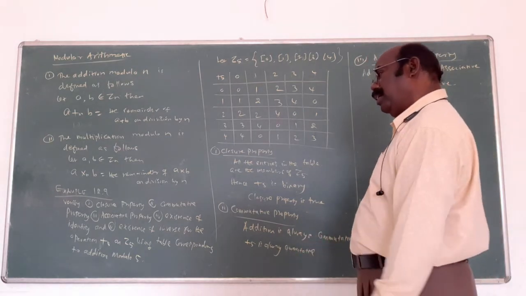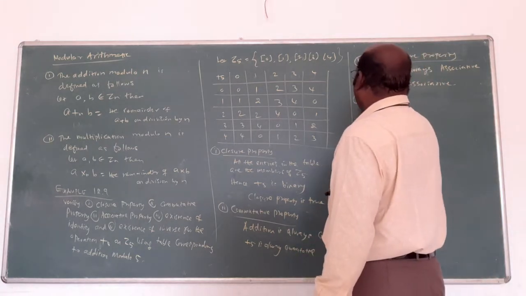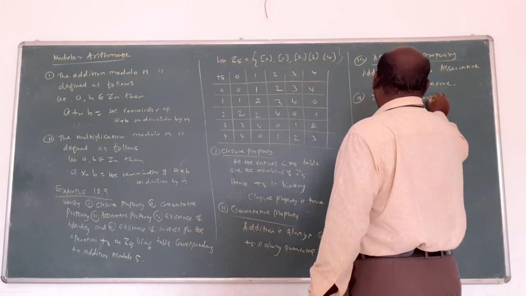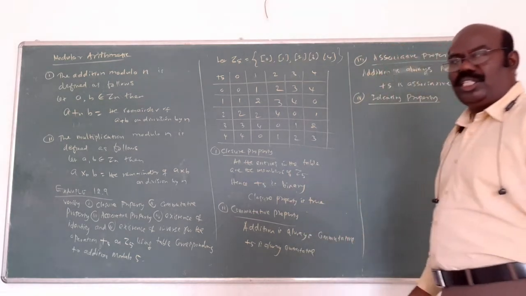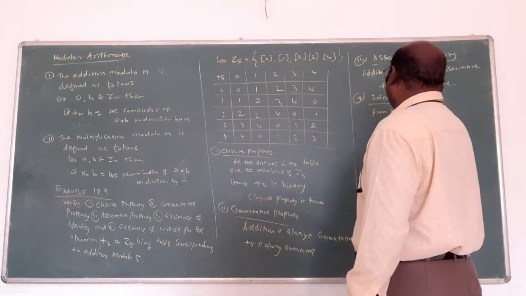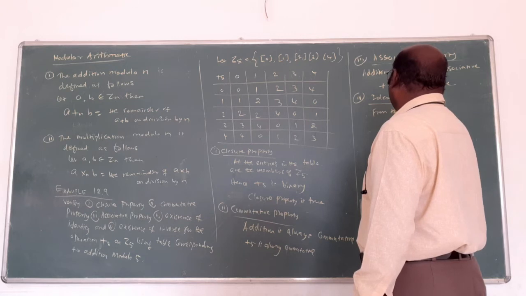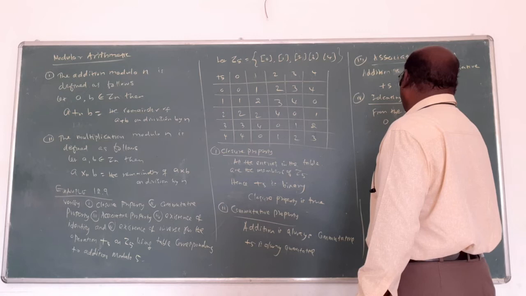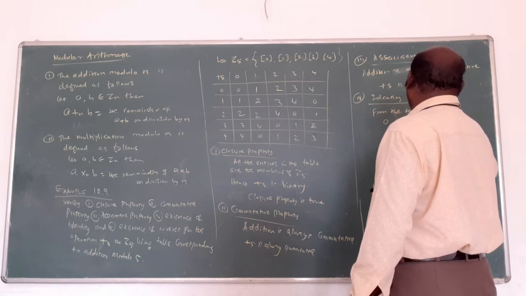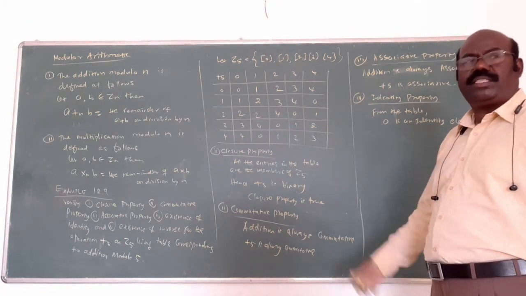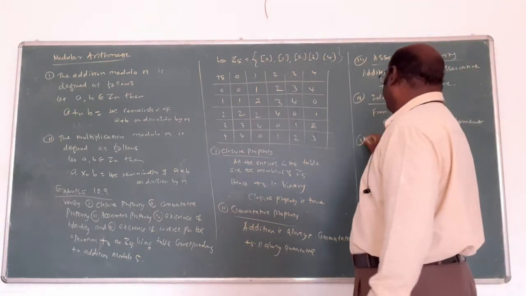Next is what? Identity element. Identity property. Already told you, in addition, 0 is the identity element. From the table, 0 is the identity element. Am I right? In addition, 0 is always the identity element.